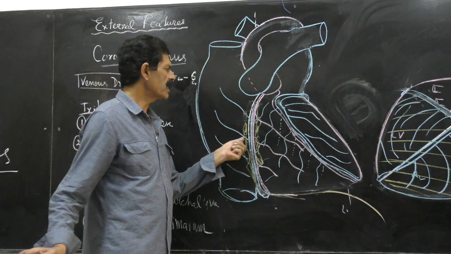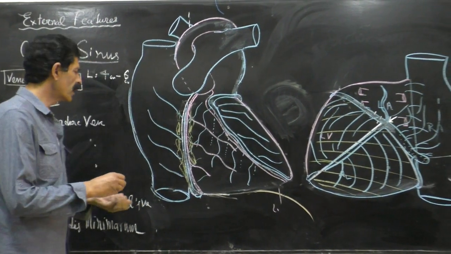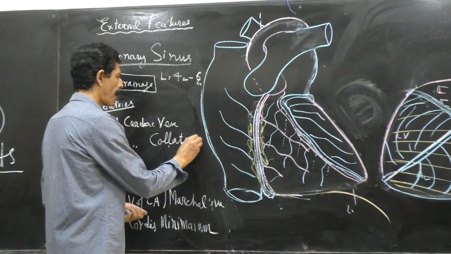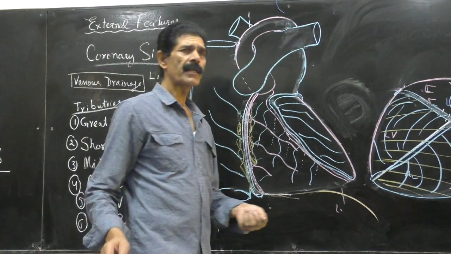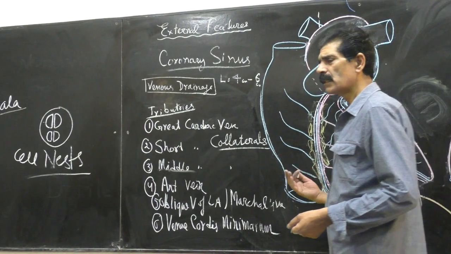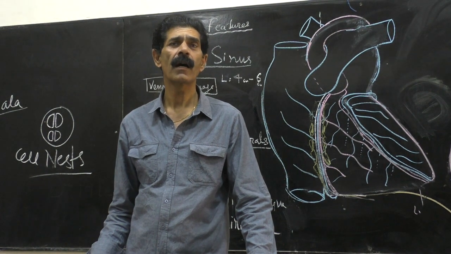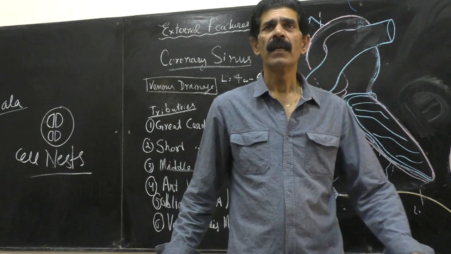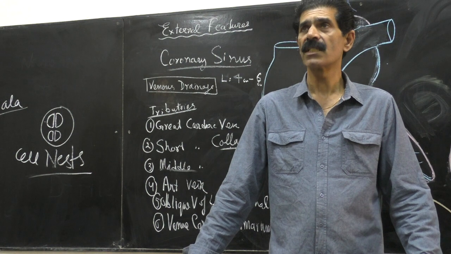So because of these communications, we popularly use the word collaterals. It's called the collateral. Collateral means there is a communication between the artery and the veins, and these collaterals are very, very important for the life of a heart patient. The more collaterals there are, the chances of survival even after a myocardial infarction increase.